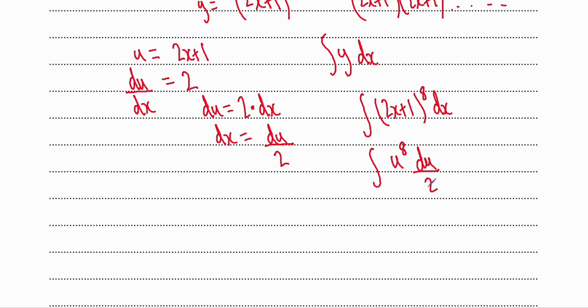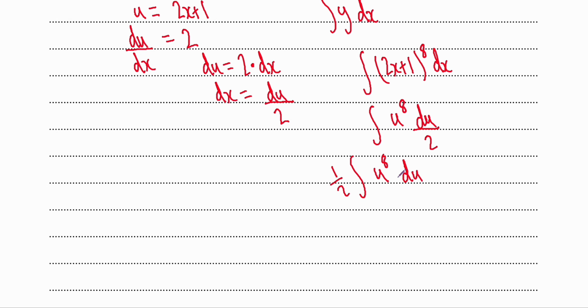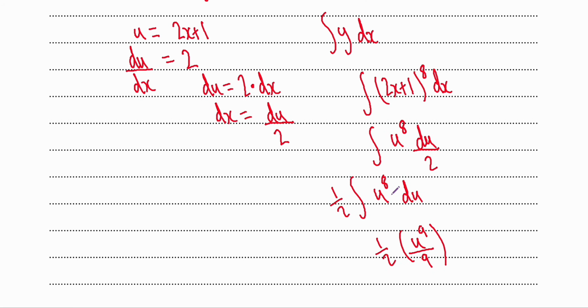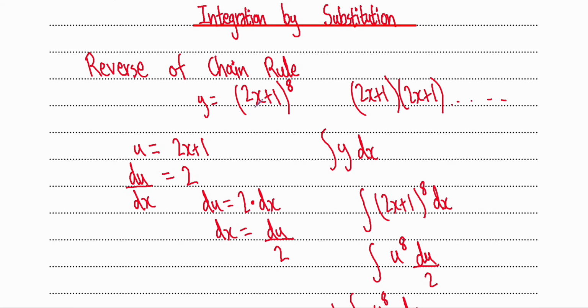Well, what can we do now? We can bring the half outside. So we have a half times the integral of u to the power 8 with respect to u. And this is a much simpler integral. This is a normal integral. You can use the reverse power rule, and you have a half times u to the power 9 divided by 9. And that's it. But there's one more step actually, because we don't want the answer in terms of u, because we're always working in terms of x.